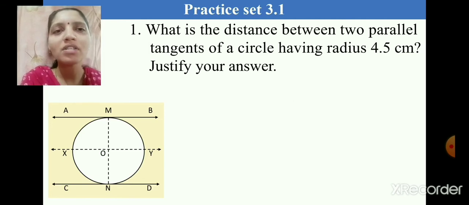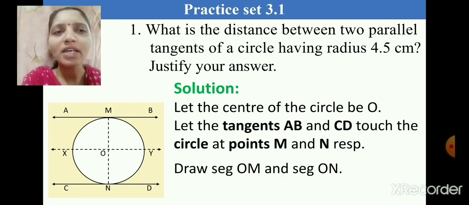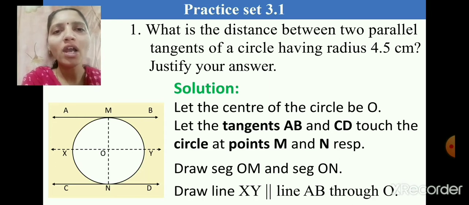So this is the given part you have to write. We will start the solution with the given part. Let the center of the circle be O. Let the tangents AB and CD touch the circle at points M and N respectively. Draw segment OM and segment ON. Draw line XY parallel to line AB through O. So this is the given part. Now let's start with the solution.